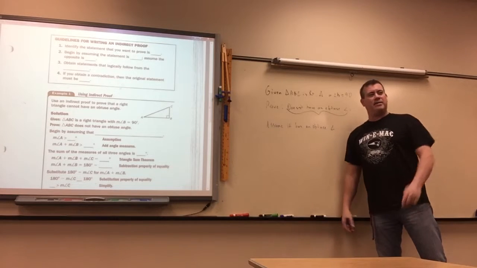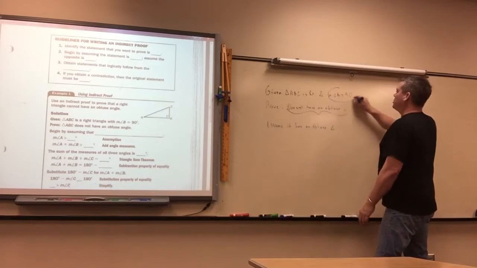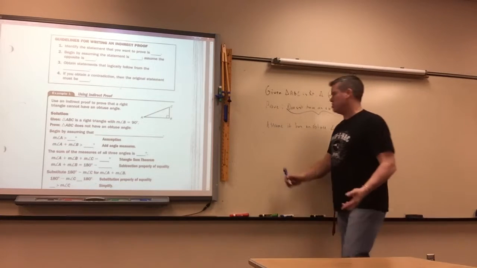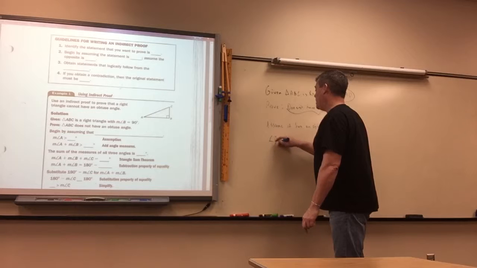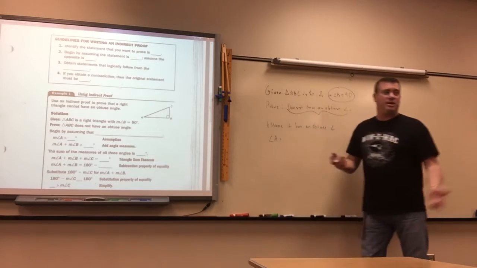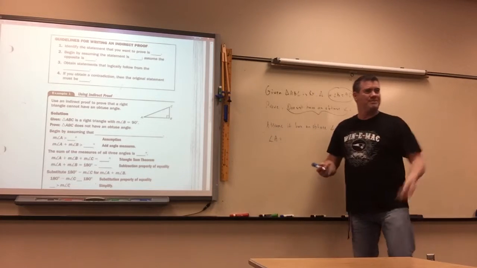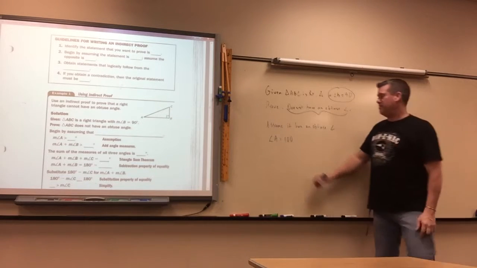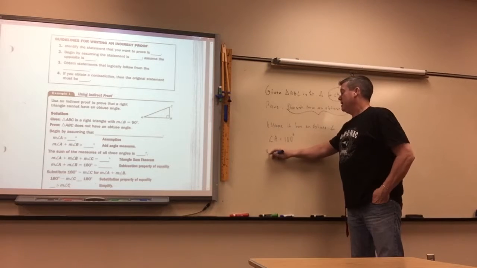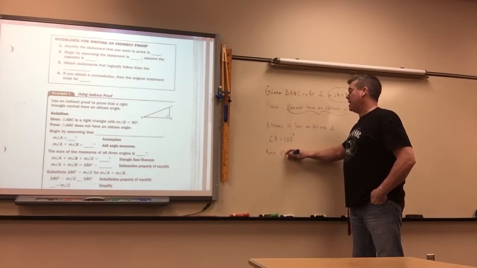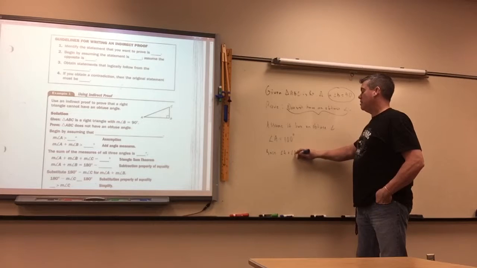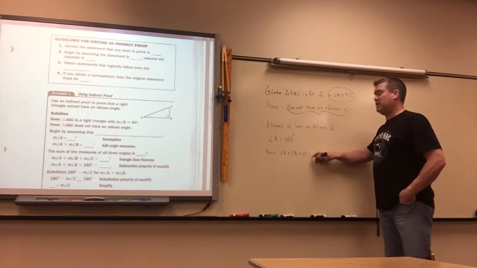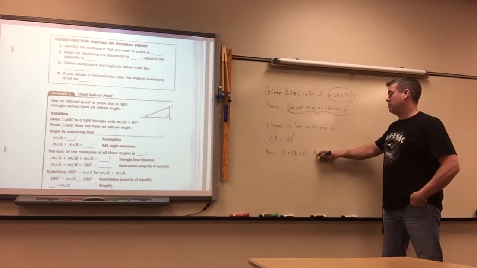And then you can make up any number you want. Since they already tell us that angle B is 90, choose either A or C to be your obtuse angle. Angle A equals, we'll just pick any obtuse angle you want, 100. Since angle A plus angle B plus angle C has to equal 180.